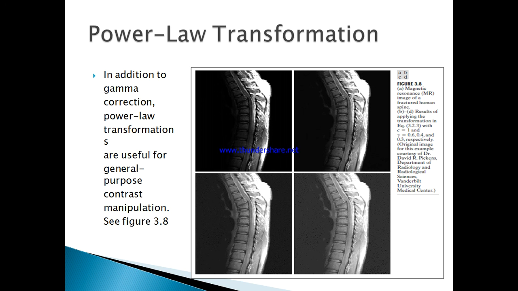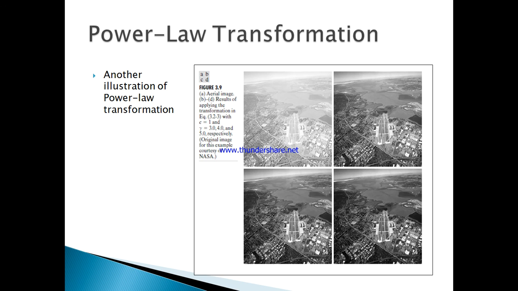This is an MRI image of a fractured human spine. By applying these gamma corrections and power law, we can clearly identify where the spine is fractured. So these are the basic applications of power law transformations.